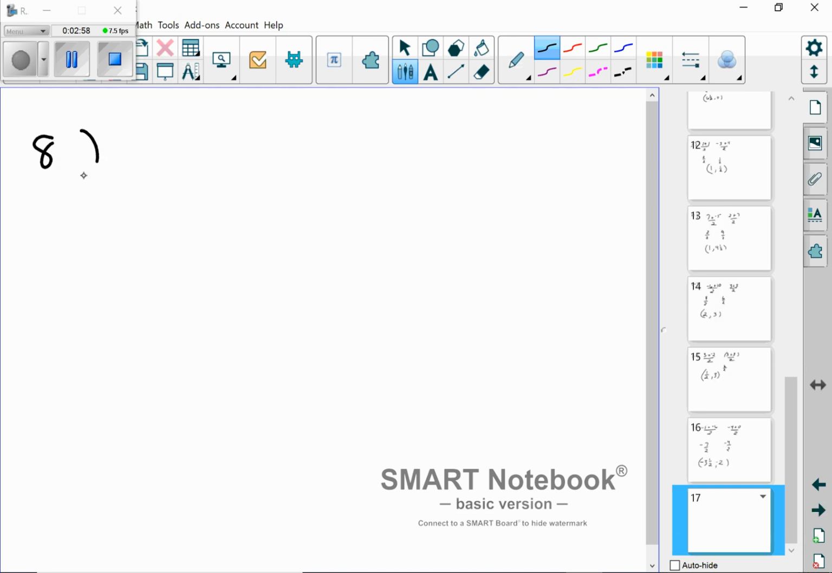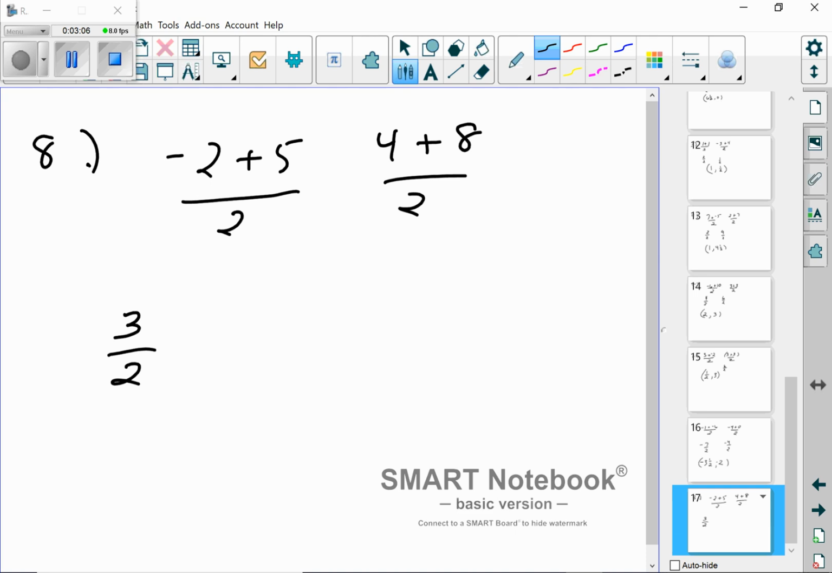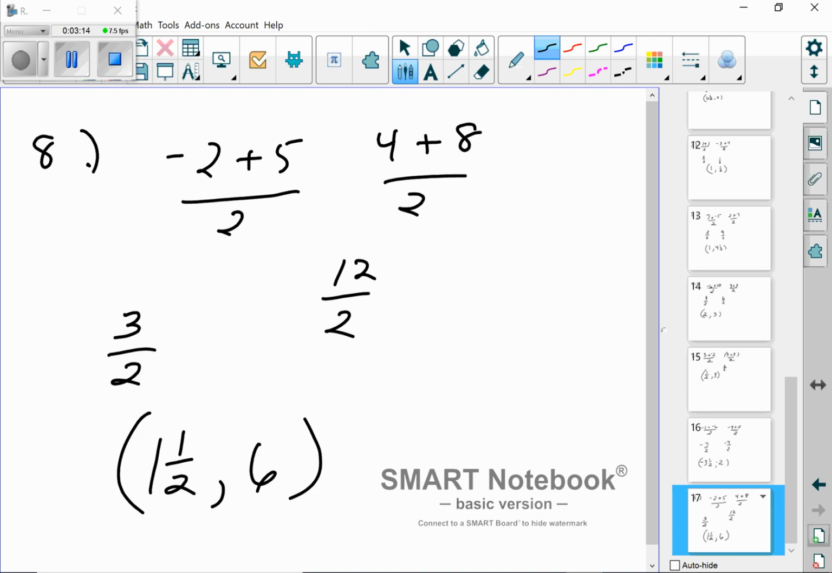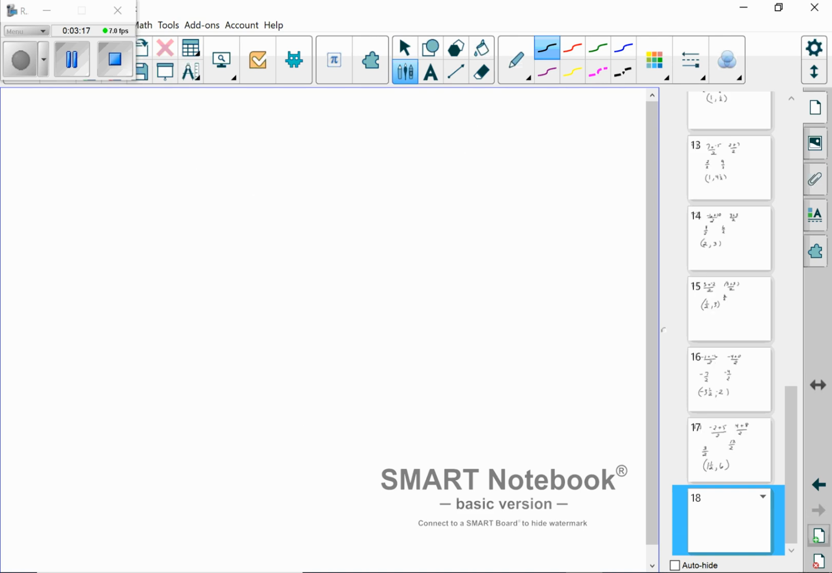Number 8, (negative 2 plus 5) over 2 and (4 plus 8) over 2. That's 3 over 2. You can leave it as 3 over 2, or you can write it as 1 and 1/2. It's up to you. 12 over 2 makes 6. The ordered pair is 1 and 1/2, and 6. You do X's over 2 and Y's over 2. Right. Number 9.